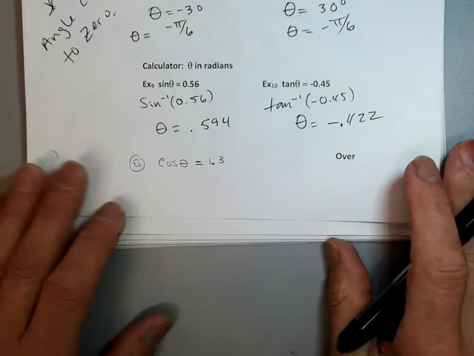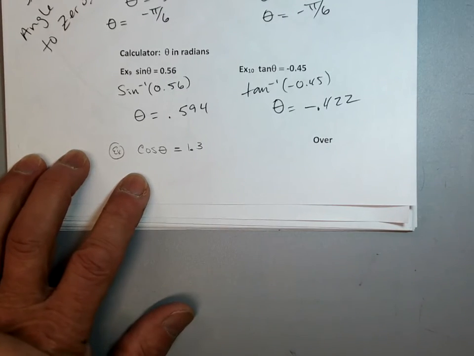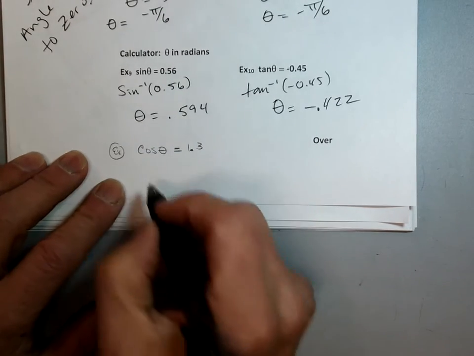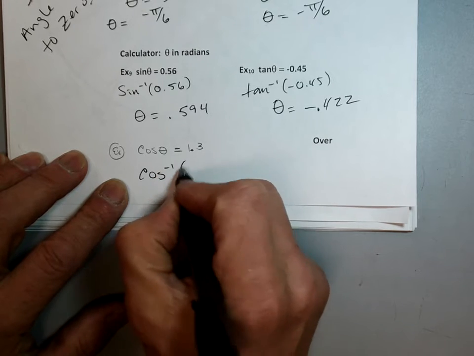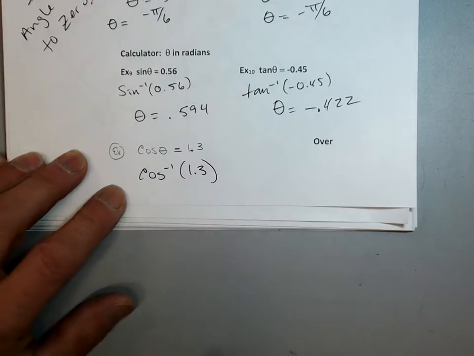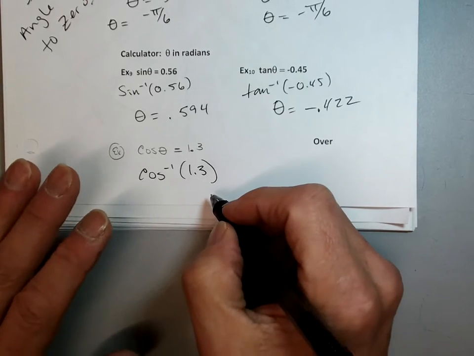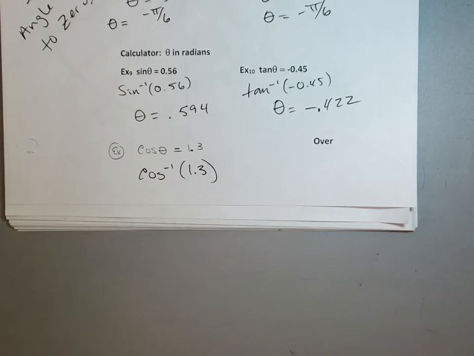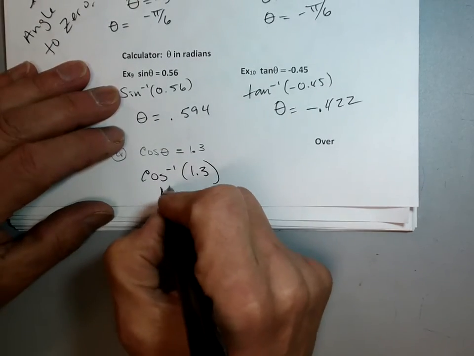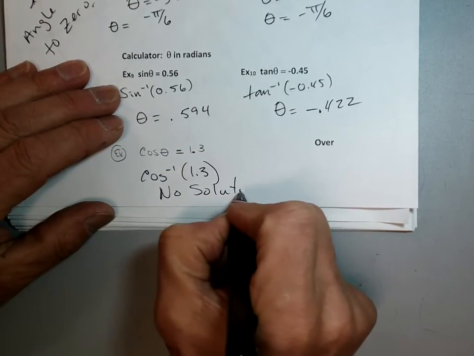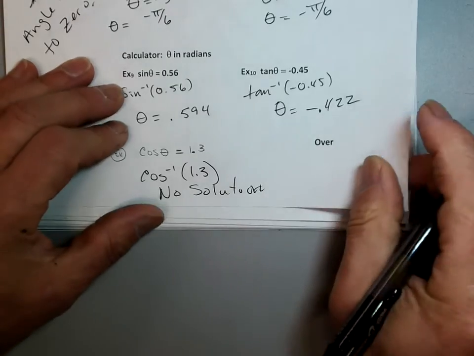Now, example 3, cosine. How are we going to find the angle? Okay, we're going to go cosine inverse of 1.3. What do we get? It doesn't work. Why not? It's bigger than 1. If cosine is the x, here's 1, right? Where's 1.3? Maybe about here. You're off the circle, right? So it's undefined. No solution.